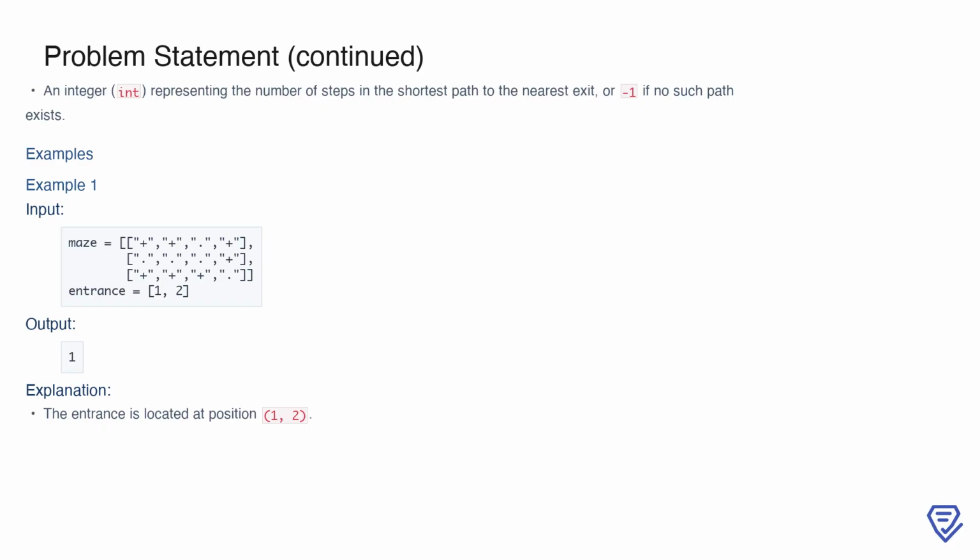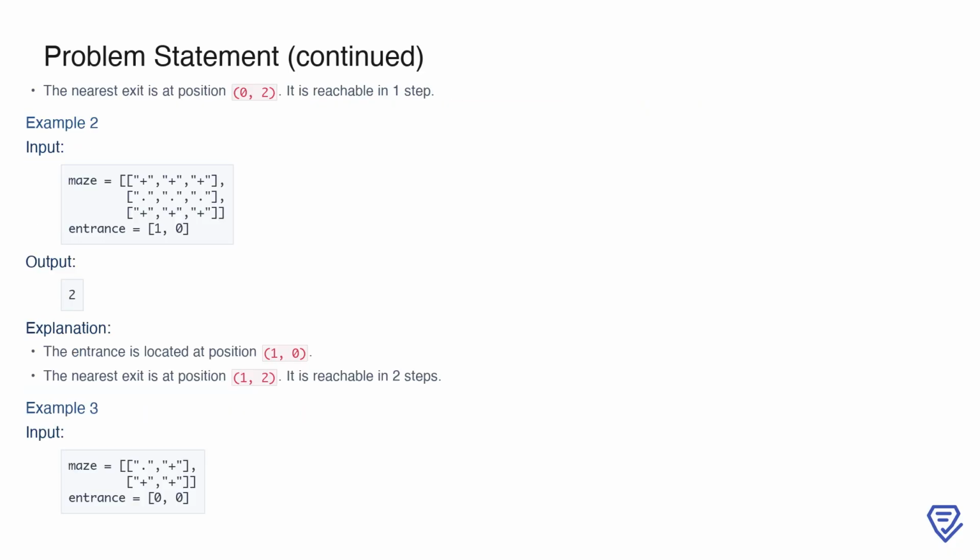To help clarify, let's look at some examples. In the first example, we are given a maze where the entrance is at position 1, 2. The maze layout and the entrance position are provided as input. From this starting point, we need to determine the shortest path to an exit cell located on the border of the maze. In this example, the nearest exit is located at position 0, 2, and it can be reached in just one step. Let's consider another example where the entrance is at position 1, 0.